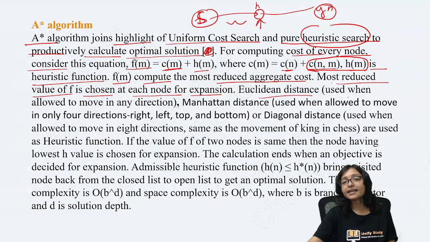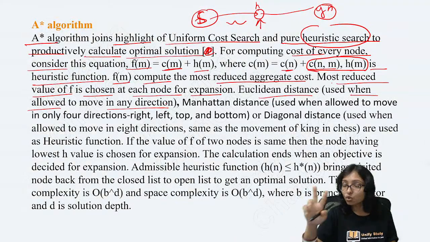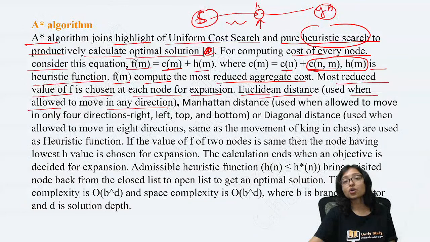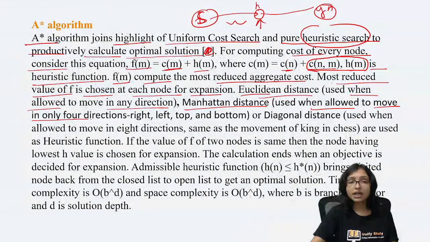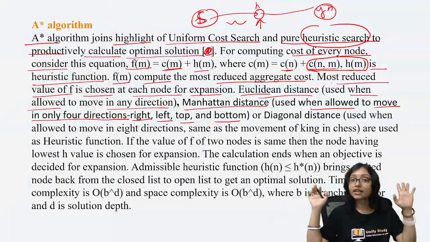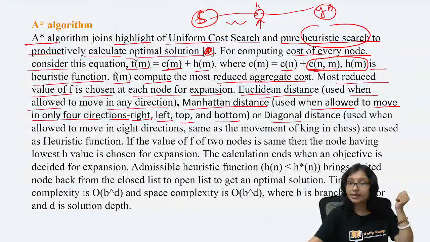The Euclidean distance is used when we allow moves in any direction. There are two types of distance. We can use the Euclidean distance, or we can use the Manhattan distance. Manhattan distance is used when allowed to move in only 4 directions, that is right, left, top, bottom, or maybe diagonal distance also.